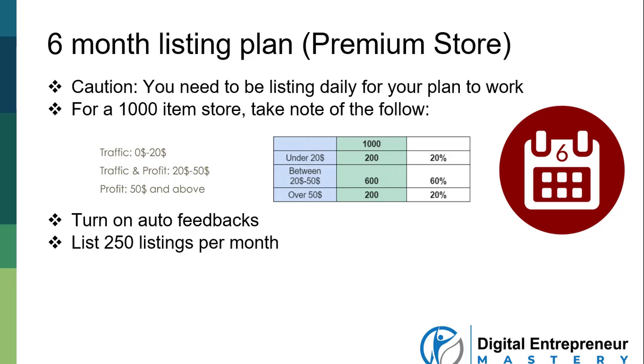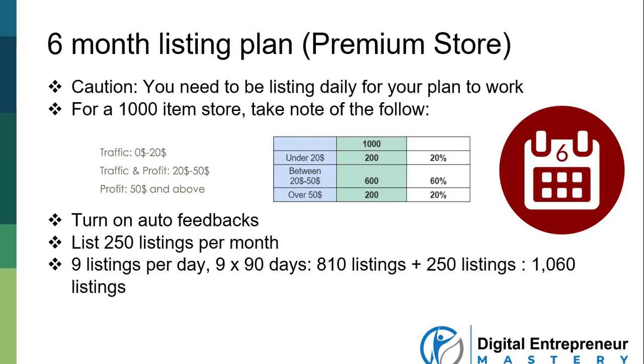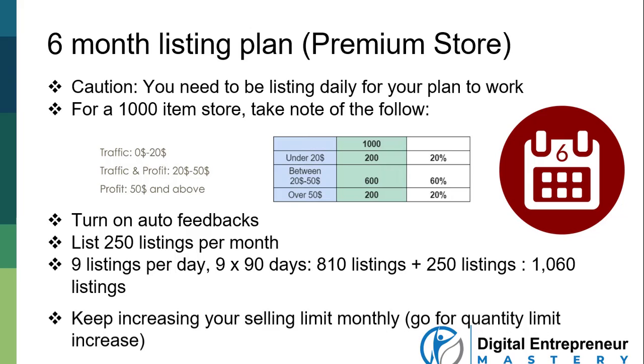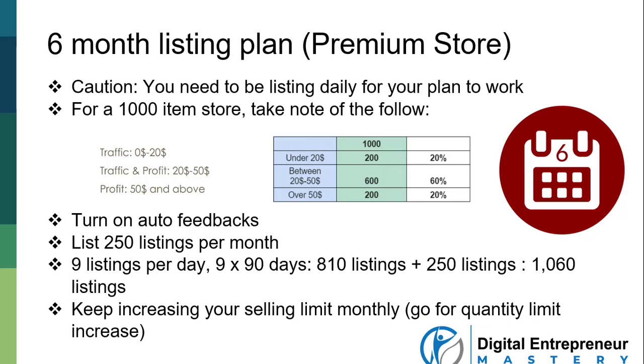List a minimum of 250 listings per month. Once you list 250 listings per month, you should be able to list close to 1,000 items. That works out to be 9 listings per day. 9 times 90 days would give you 810 listings, plus your basic store 250 listings. You should have about 1,060 listings by now in 6 months' time. So keep increasing your selling limit monthly. Remember to call eBay and go for the quantity limit increase.